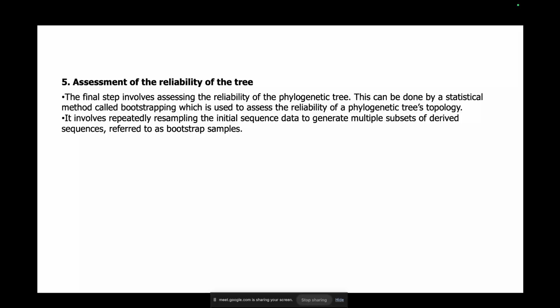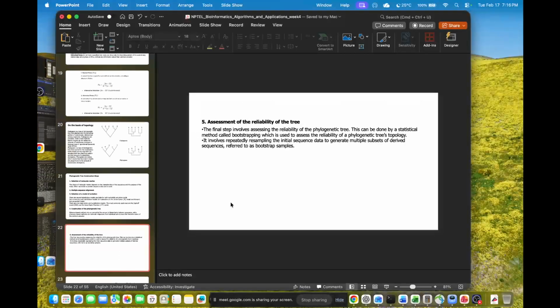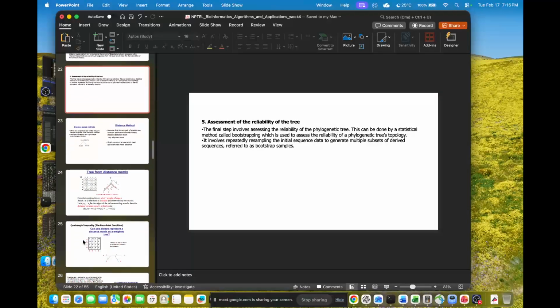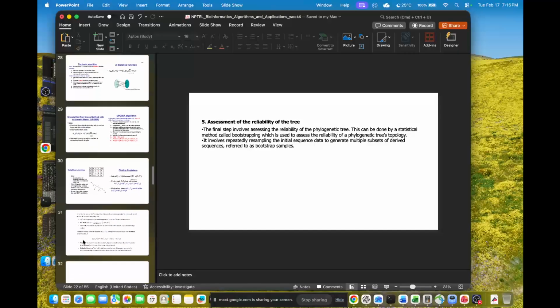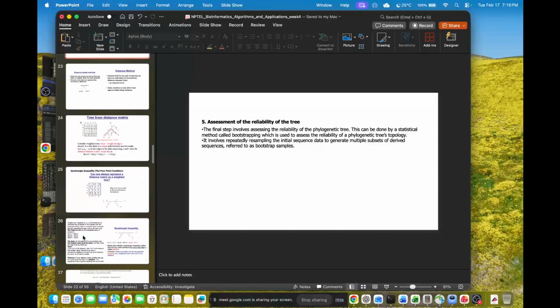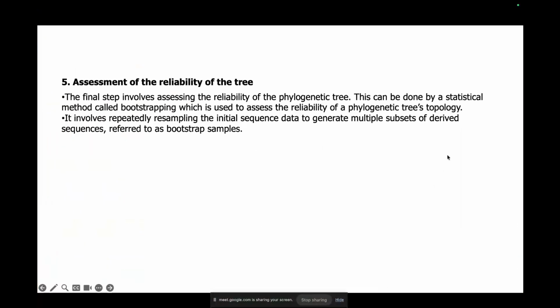So how do you assess it? I don't think I have slides for it. No, I don't have it, but the idea is, how do you assess the reliability of a tree? If somebody is from a statistics or mathematics background, I think you have heard of random sampling and bootstrapping, and how you calculate confidence intervals of, say, regression coefficients and so on and so forth.